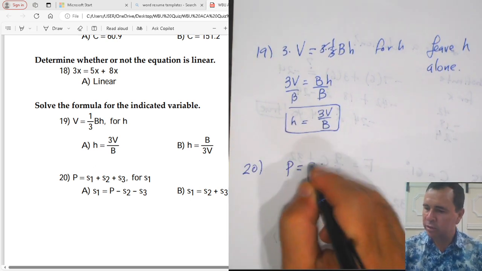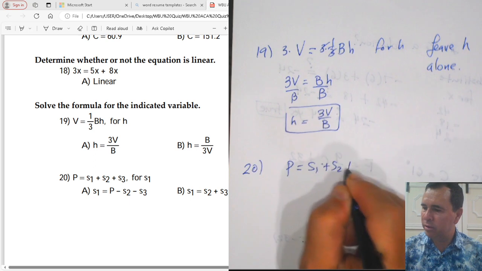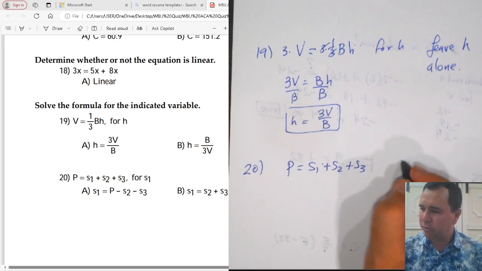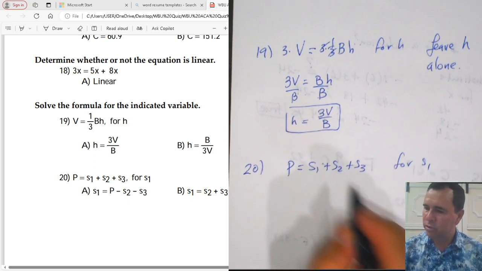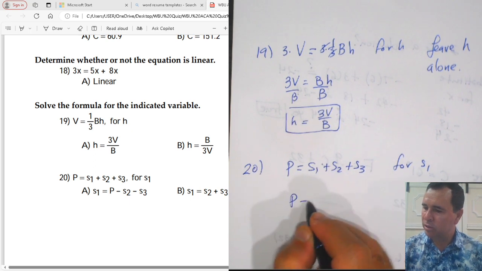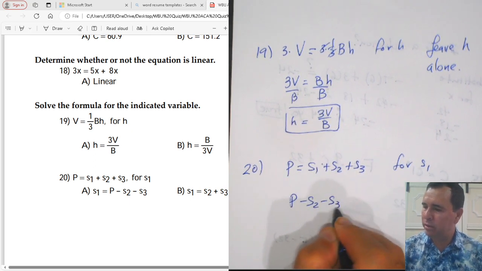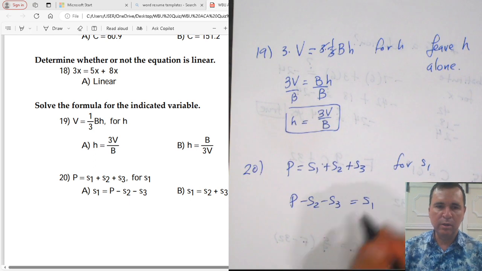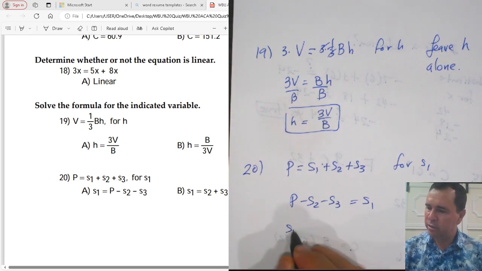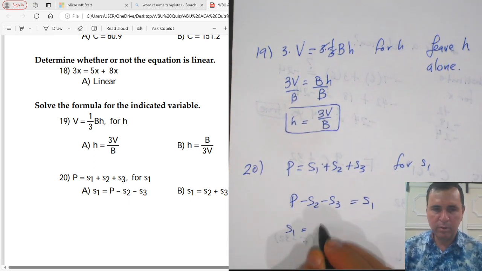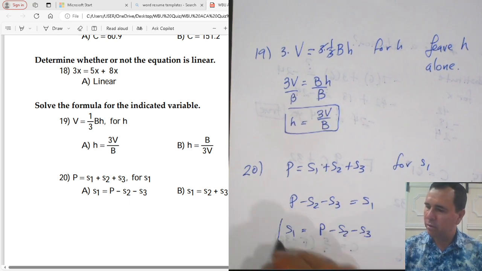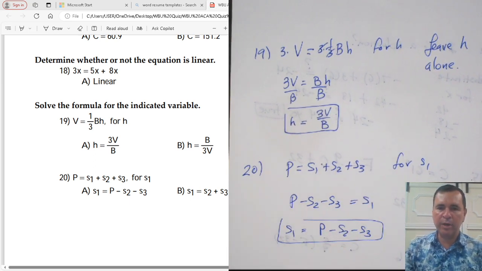Perimeter is equal to side 1 plus side 2 plus side 3. You're going to solve for side 1. So just subtract side 2, subtract side 3, and it's going to give you side 1. That's it. So side 1 is equal to the perimeter minus side 2 minus side 3. Okay, that's a freebie for you guys.